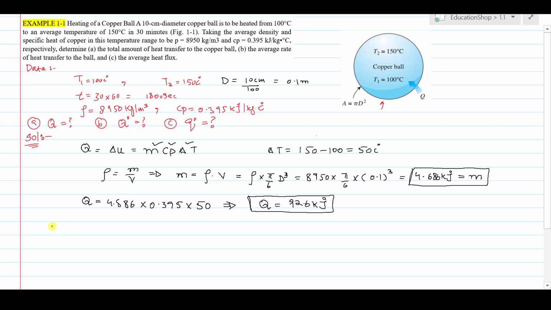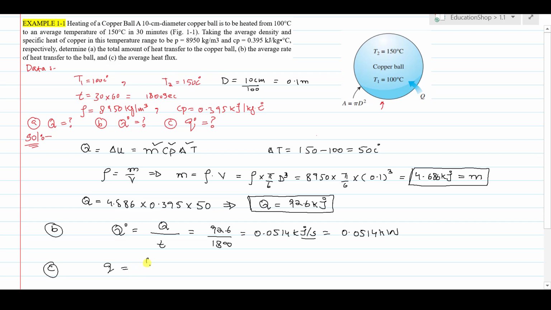The next is to find the heat transfer rate. The heat transfer rate is equal to the heat that is supplied divided by the total time in which it is supplied, that is 1800 seconds. When you solve this on calculator, you will get the heat transfer rate, that is 0.0514 kilojoule per second. This joule per second is also equal to watt. We can also say that it is 0.0514 kilowatt.